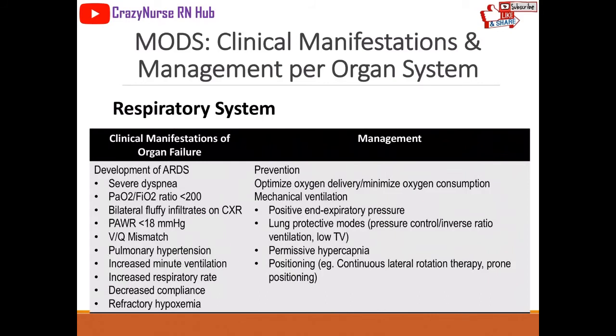First, we have your respiratory system. So the clinical manifestations are development of ARDS. That includes severe dyspnea, PaO2/FiO2 ratio less than 200, bilateral fluffy infiltrates on chest X-ray. We also have your pulmonary artery wedge pressure or PAWP less than 18 millimeters of mercury, ventilation and perfusion mismatch, pulmonary hypertension, increased minute ventilation, increased respiratory rate, decreased compliance, and refractory hypoxemia.